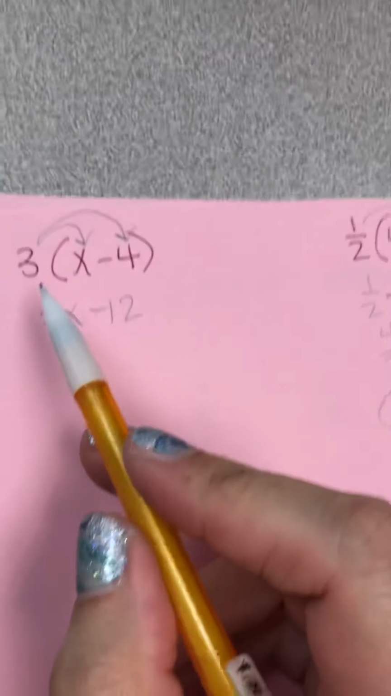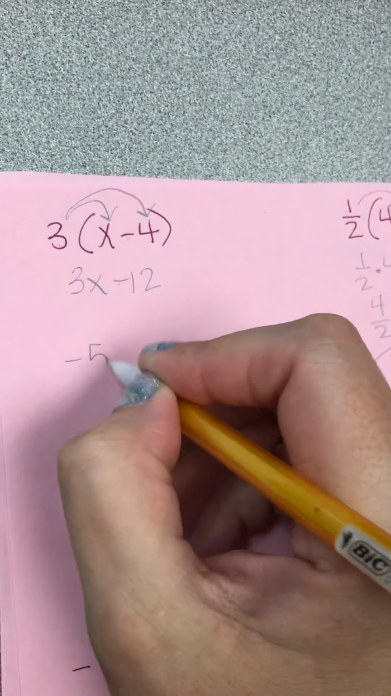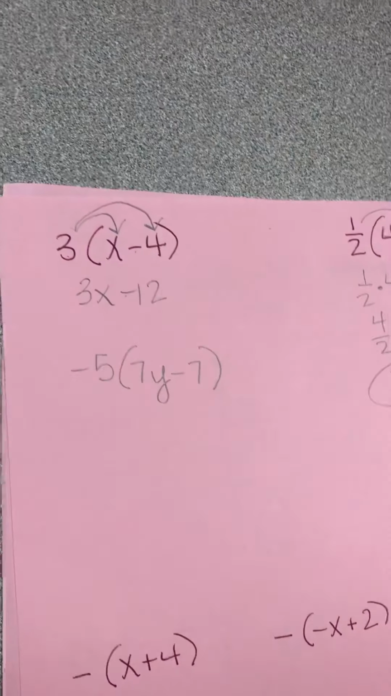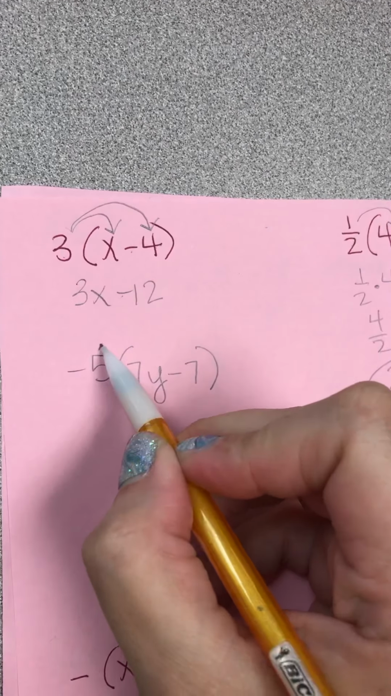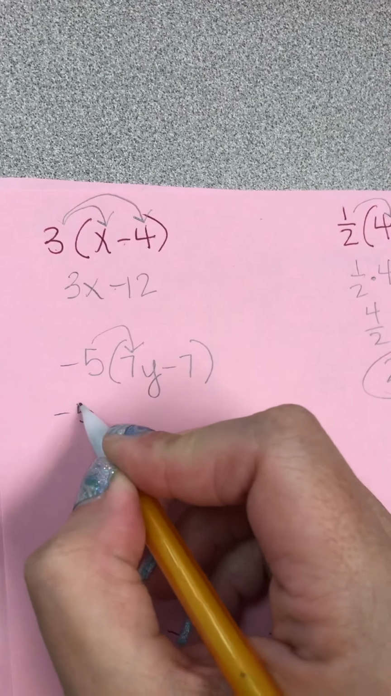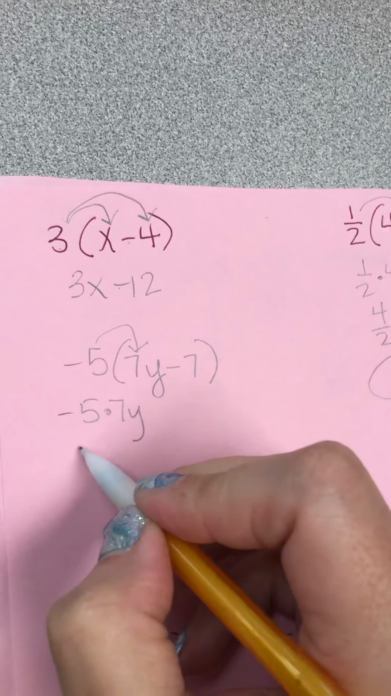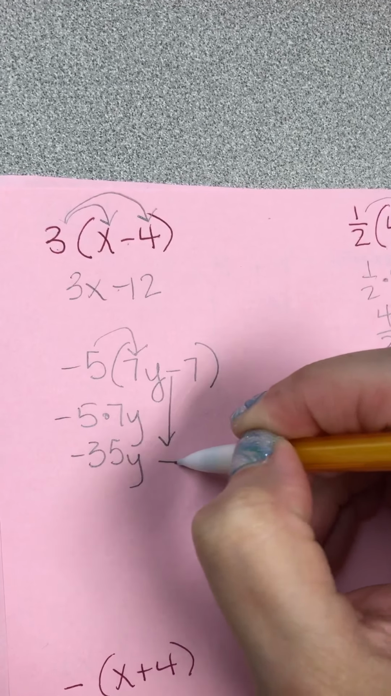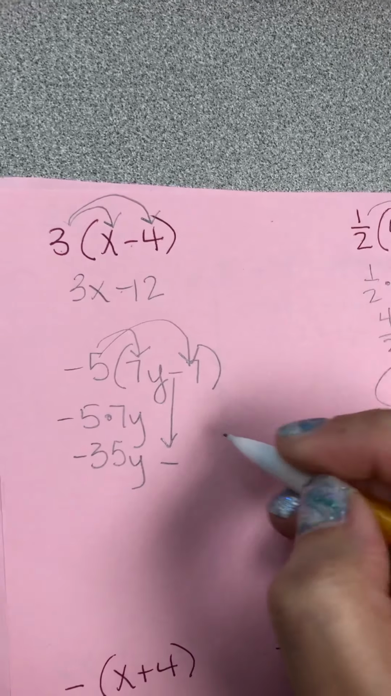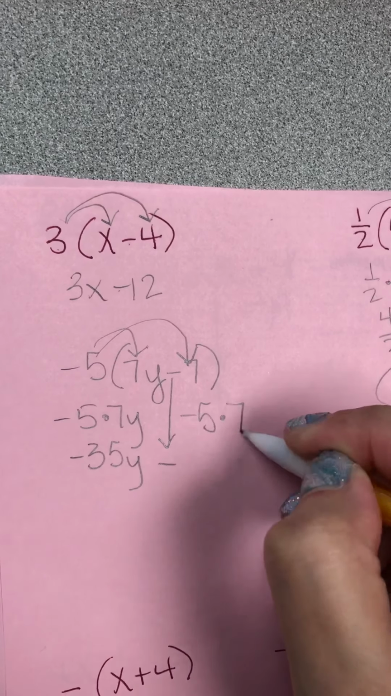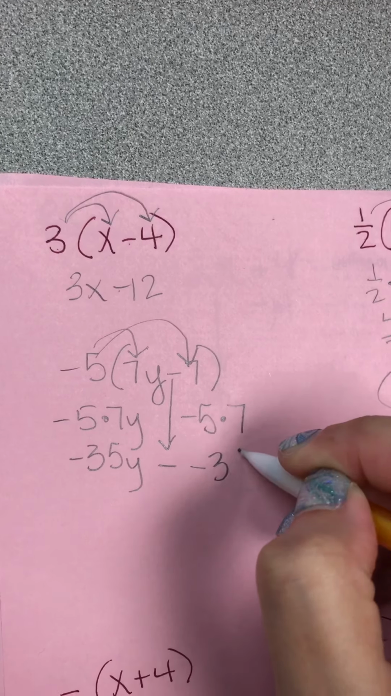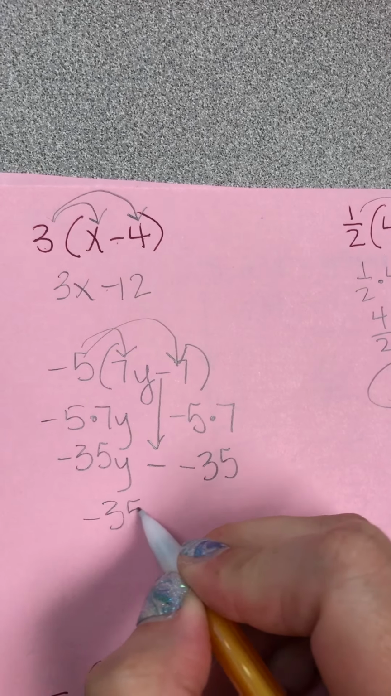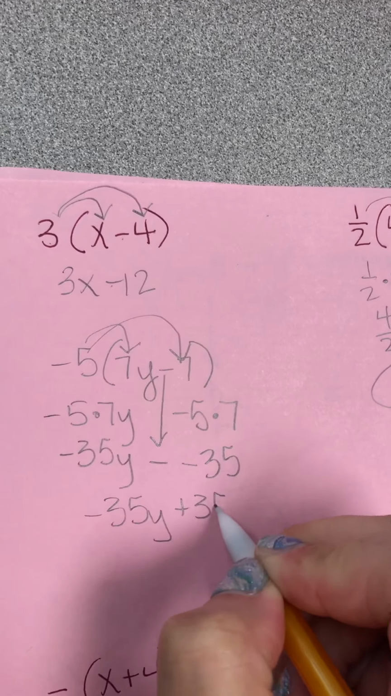So I'm going to give you another example that looks like this one. So let's have negative 5 times 7y minus 7. So again, you're going to give this front thing to everybody. So negative 5 times 7y, which is going to be negative 35y. Then you keep that operation symbol, and then you're going to have a negative 5 times 7. So negative 5 times 7, which gives you negative 35. And a negative becomes a plus. So negative 35y plus 35.